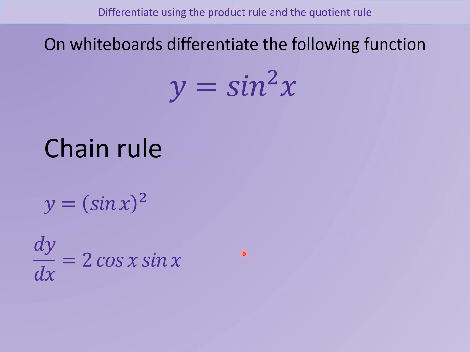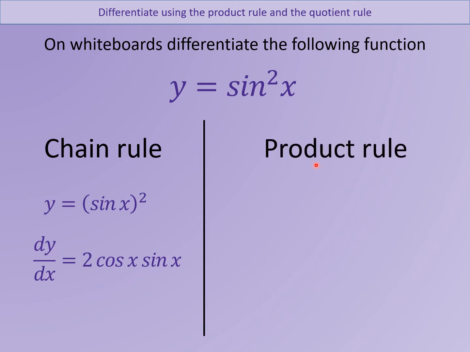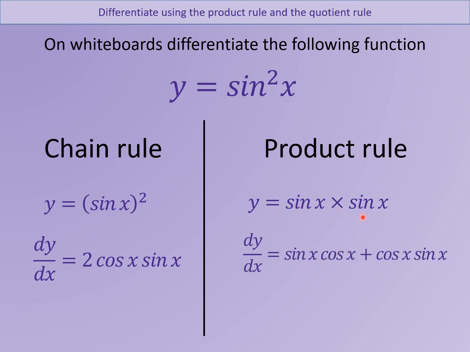Now if you decided to stick with the product rule, there's nothing wrong with going with the product rule, but then you have to consider it, instead of writing it as sine x all squared, writing it as a product, sine x times sine x. And if you did that, you would leave the first function alone, you would differentiate the second function, and then you'd do the other way around. Differentiate the first function, leave the second function alone. Sine x cos x plus cos x sine x. Well, if I just swap those two around, which I'm allowed to do, then I'll get sine x cos x plus sine x cos x, which, lo and behold, is 2 lots of cos x sine x.